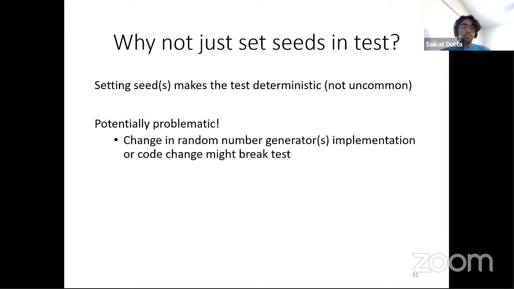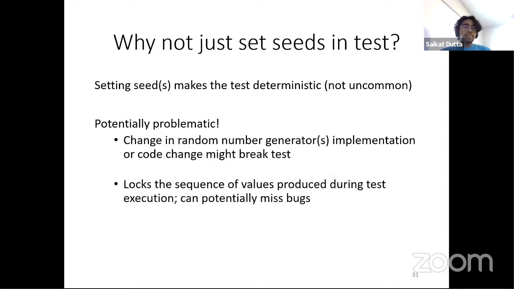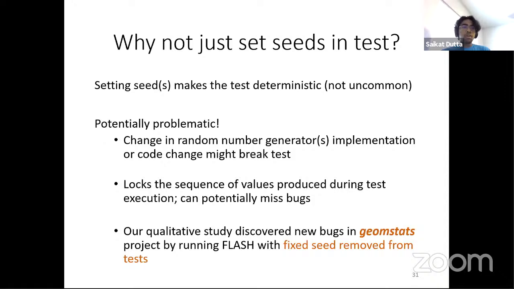First, setting the seeds makes your test dependent on the implementation of the underlying random generator, and any change in the implementation could break your test. Any change in your code which makes a different number of calls to the RNG could also break your test. Second, setting the seed locks a sequence of values which are produced during the test execution, which means we'll miss other potential sequences of values which could have reproduced a bug. We actually witnessed this phenomenon in our qualitative study on 2 projects, where we removed all the seed setting logic from the tests and ran Flash with them. We found a bug in the geomstats project, which would have been hidden if the seed was always set.